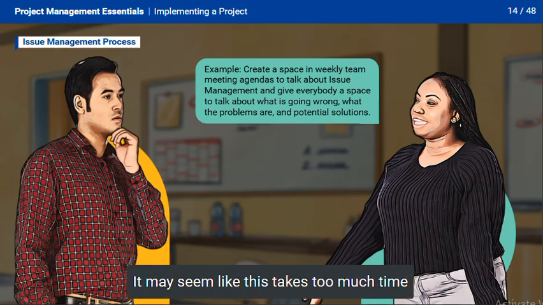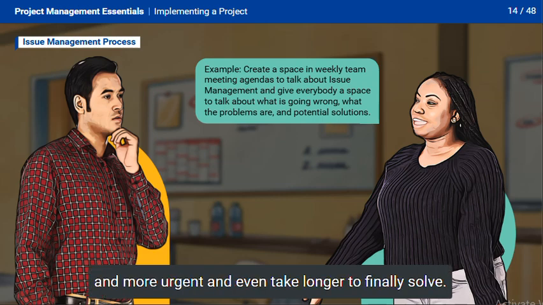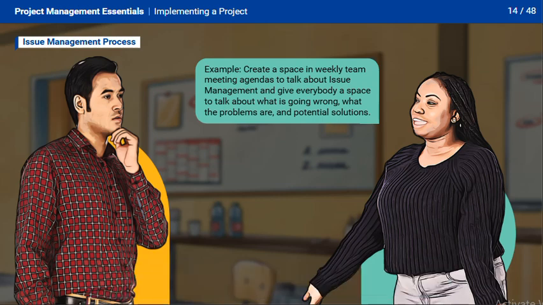It may seem like this takes too much time, but not solving the issue means it will get worse and more urgent and even take longer to finally solve.